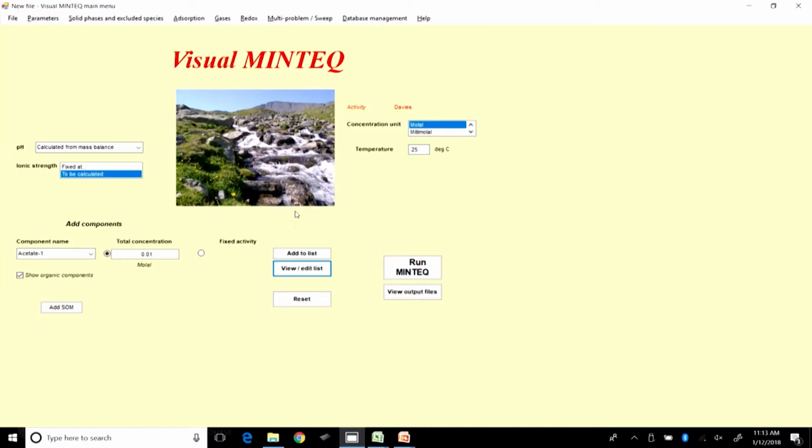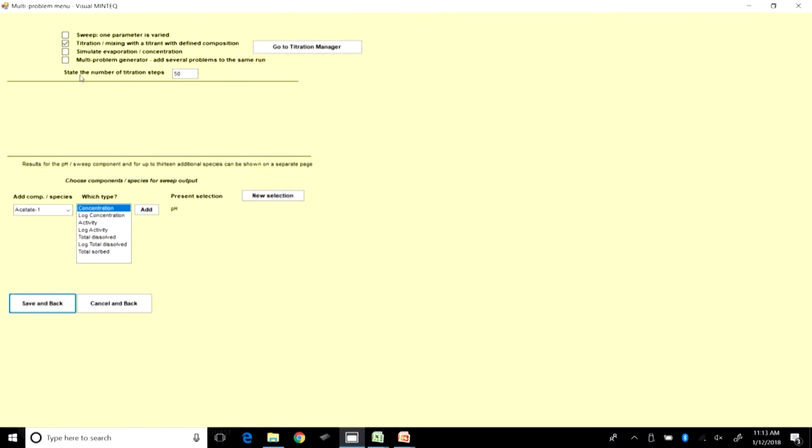So again, back to VMINTEQ here. We already added the relevant components, but now we need to look at the titration mechanism. Here, for the number of titration steps, let's say I am going to have 50 to be able to capture a wide range of pH. pH is the only output that I am looking for. I am not looking at the concentration of the other variables like acetate or the protonated form of acetate and so on.